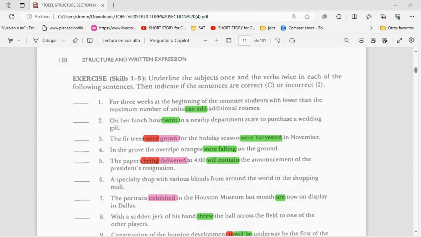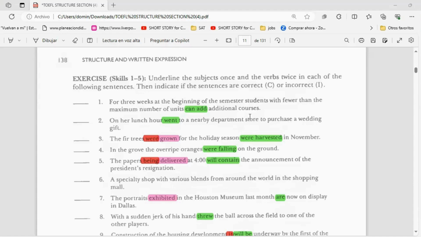Number 6, a specialty shop with various blends from around the world. Here, the problem is that we don't have the verb to be conjugated with. A specialty shop with various blends from around the world, all of this is the subject, but the problem here is I don't have a verb to conjugate the subject with. So number 6 is incorrect.